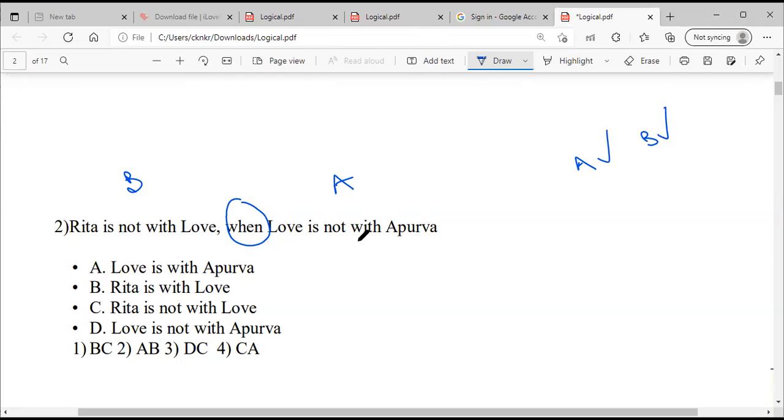Check it. Love is not with Apurva. Where is the statement? D statement. Then B has to happen. Rita is not with love. Where is the statement? C. Then your answer has to be DC. Do you have DC? Yes, this is the answer.